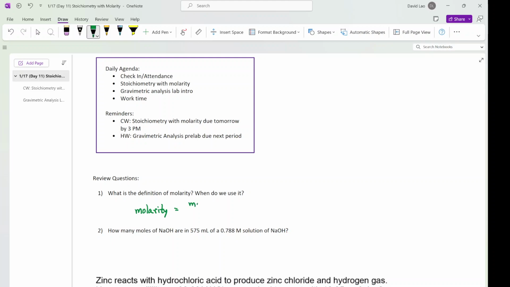as moles of solute. So you might recall, I guess we should have talked about what it's used for. Moles of solute per liters of solution, and we use it for concentration of solutions. So you might recall a solution is a mixture of two or more components.